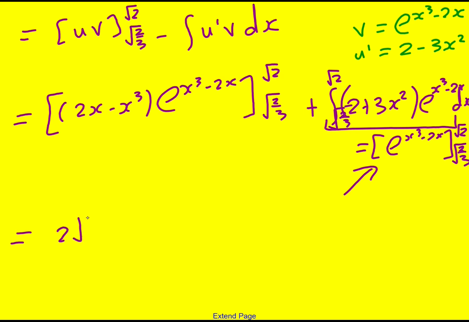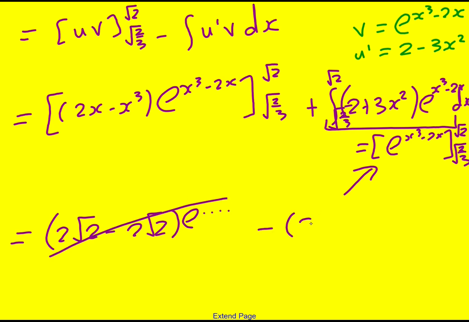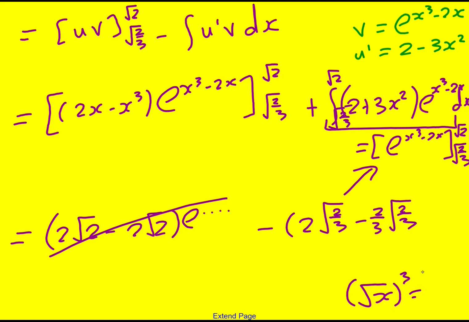So first up, 2 root 2 minus, now when we cube root 2, we actually get 2 root 2. So this first term is just going to be 0. I can ignore it. And I'm going to minus 2 times the square root of 2 over 3 minus, now when I cube the square root of 2 over 3, I'm going to get 2/3 times square root of 2 over 3. Because when you cube the square root of x, you're going to get root x times root x, which is x times root x. That's what I'm using here.